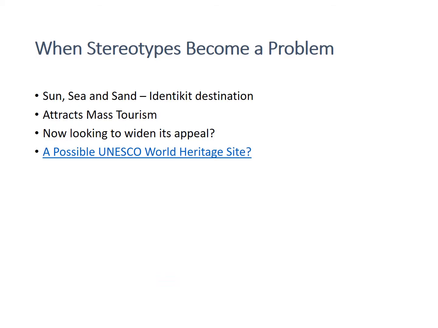So when stereotypes become a problem: sun, sea and sand, an identikit destination, attracts mass tourism, now looking to widen its appeal. So you could stereotype yourself as a specific type of location where specific types of people go to that place. If you think of Tenerife, and places like that, where young people go to party all night, get drunk, go to parties, and to be quite disruptive, if you're from England.